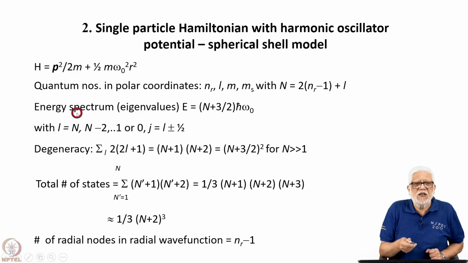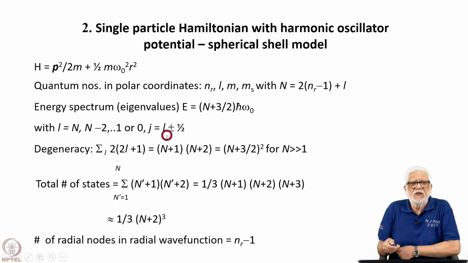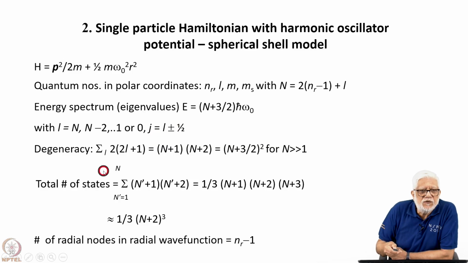So, for instance, the energy spectrum shows an eigenvalue spectrum of E equal to capital N plus 3 halves, where L can change from N down to either 0 or 1, and the J can be L plus or minus half. So the degeneracy of each of these states is just 2 times (2L plus 1), and this is about (N plus 3 halves) whole squared if N is much larger than 1.